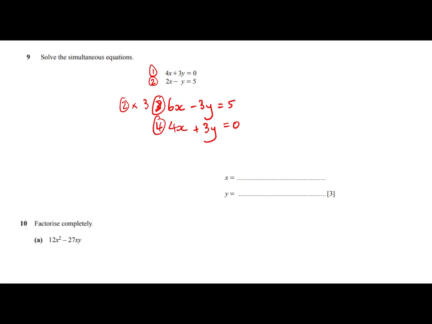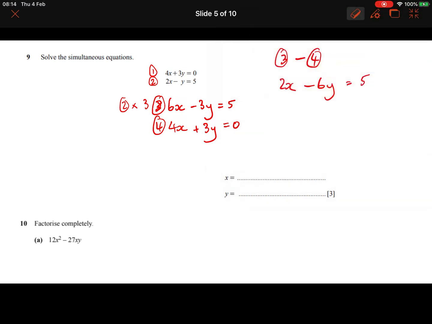Then I saw you saying, okay, let's do equation 3 minus equation 4. No. Why would you do that? Because if you do that, you're going to get 6x minus 4x is 2x, minus 3y minus positive 3y is equal to minus 6y, and 5 minus 0 is 5. Have you managed to eliminate x or y? No, you haven't. So that was the wrong approach to take. You're not always subtracting the equations. Sometimes you have to add them.